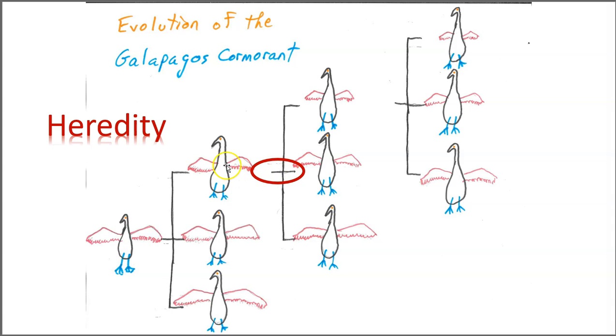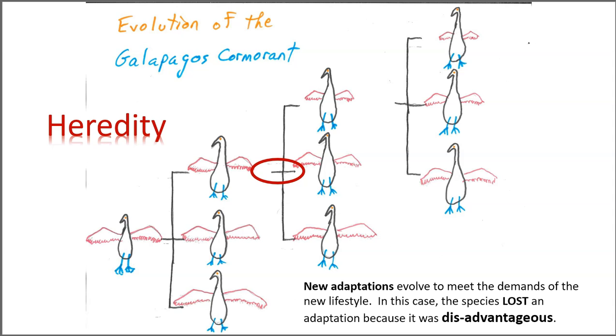And then you get heredity, of course. This has to be DNA-based variation. So we get the survivors passing on this trait, but notice there's new variation each generation. And then selection continues to favor the smallest winged individuals, and they pass on their beneficial trait. And so we get this evolutionary process where the wings are evolving to a smaller and smaller size. So new adaptations evolved to meet the demands of the new lifestyle. In this case, the species lost an adaptation because it was disadvantageous.